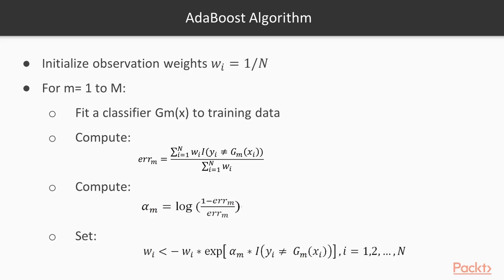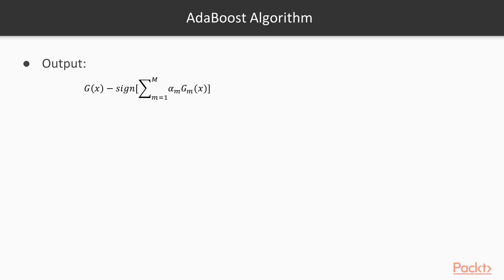After that, we will compute the error. Then, we will compute alpha sub m. Finally, we will set w sub i. As the output, we will see G of x.